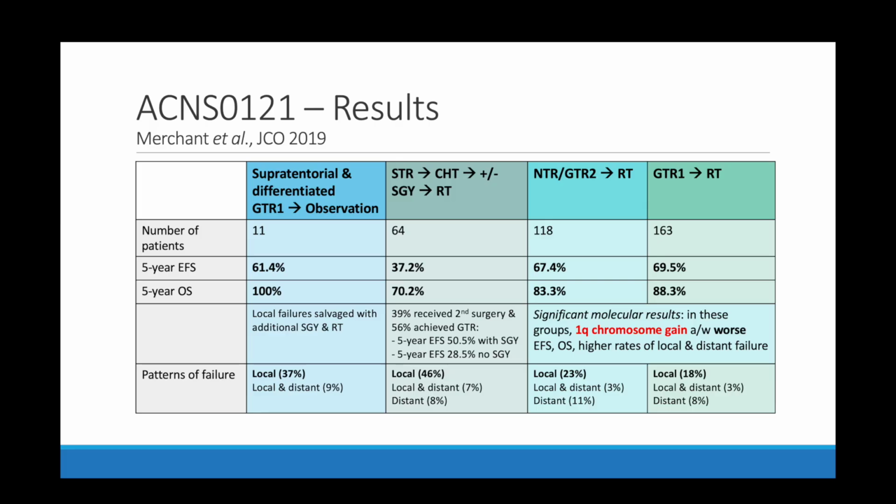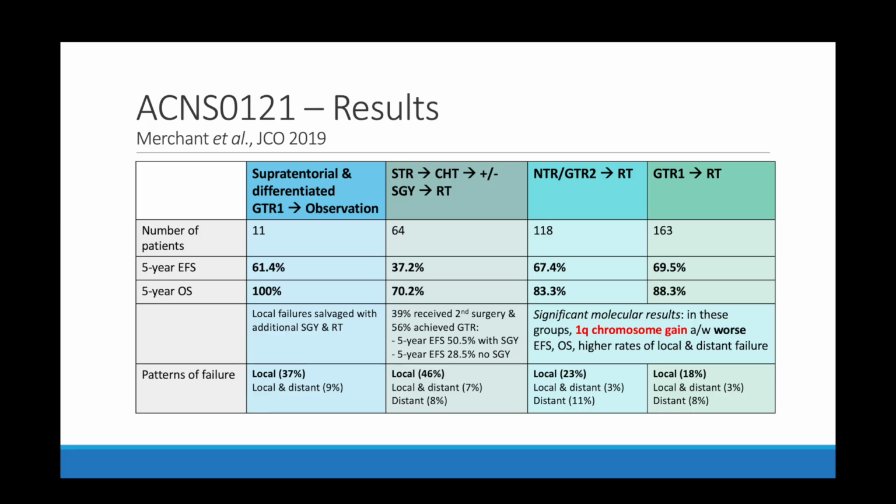So the first group is patients that had a GTR1 with supratentorial and differentiated tumors. Remember, these patients were observed. There were 11 total patients in this arm, and their 5-year event-free survival was 61%, but their 5-year overall survival was 100%. About 37% of patients experienced local failures, but these were able to be salvaged with additional surgery and radiation. And about 9% of patients had both local and distant failures. But despite that, their 5-year overall survival was 100%. So for supratentorial differentiated tumors that had a complete gross total resection with no microscopic residual, the outcomes were very good with observation, and the salvage rates were very high if they did recur.